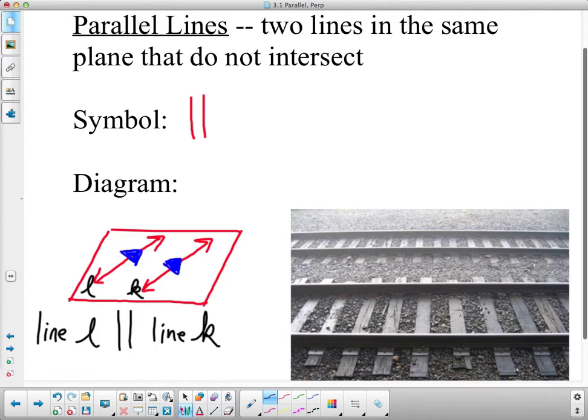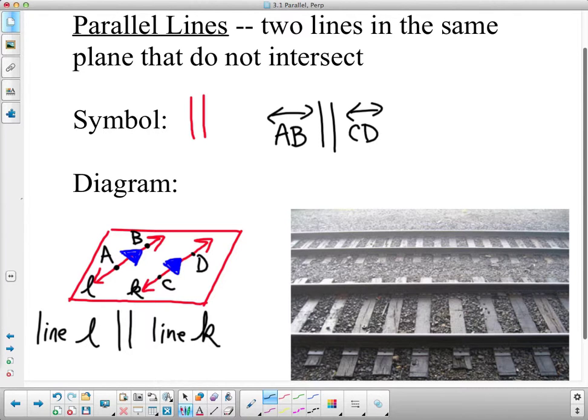The small script letter was a way that we could name the line. Another way would be if you had points on it. Points are capital letters. So if I use those capital letters to indicate the parallel, I would say line AB is parallel to line CD. So reviewing from chapter 1, the line symbol, now we have this parallel symbol.